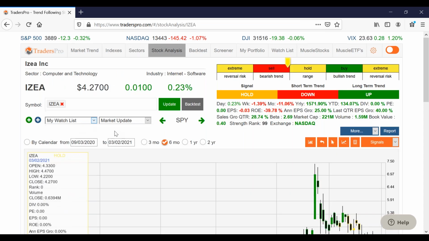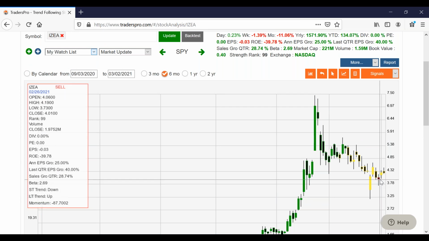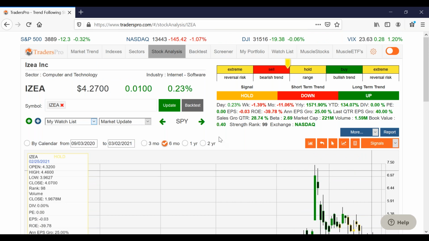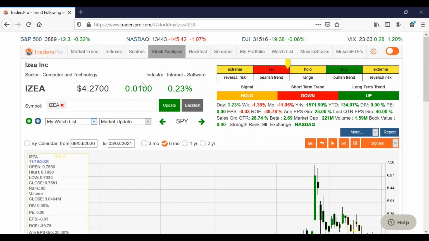IZEA. Gone over this a number of times. Still waiting for it to kind of take off and go. It did briefly go to a sell signal on Friday, so it's a little ways away from going back to a buy. But if it can rally up to a buy signal, I'd like that trend.